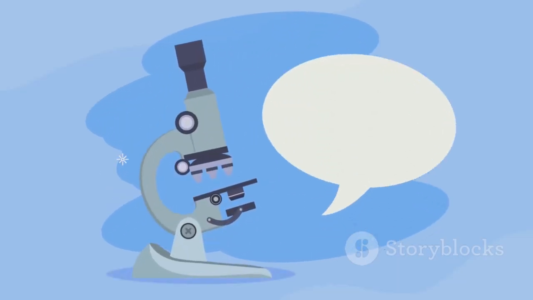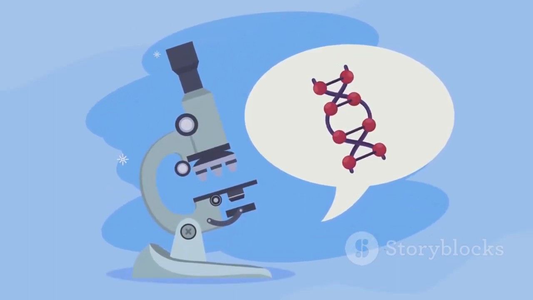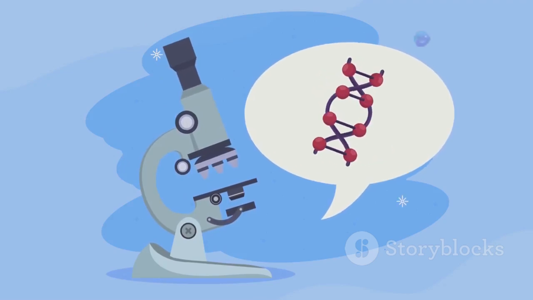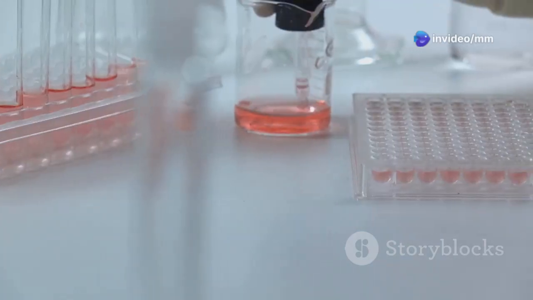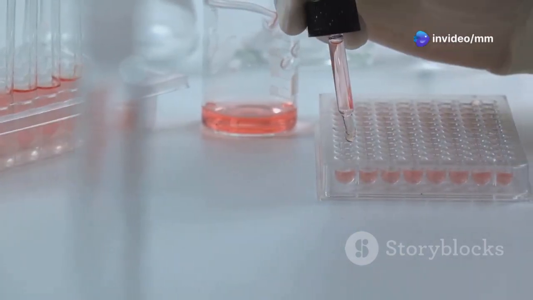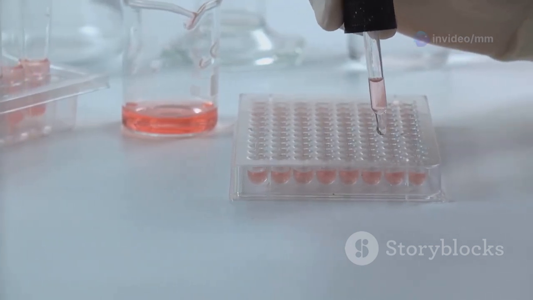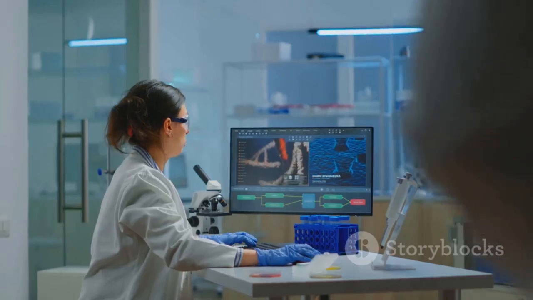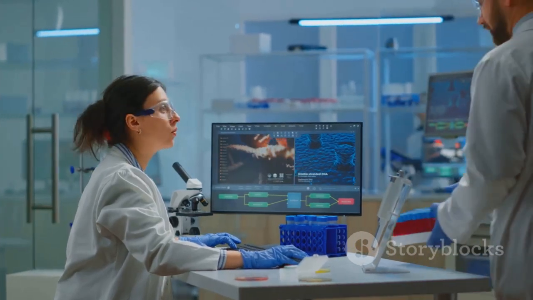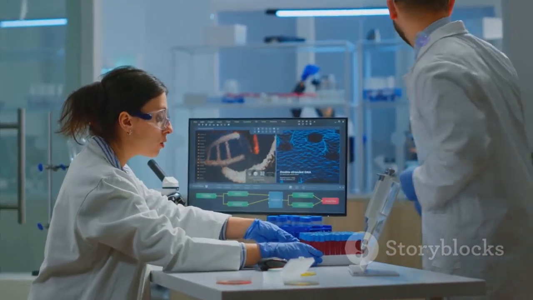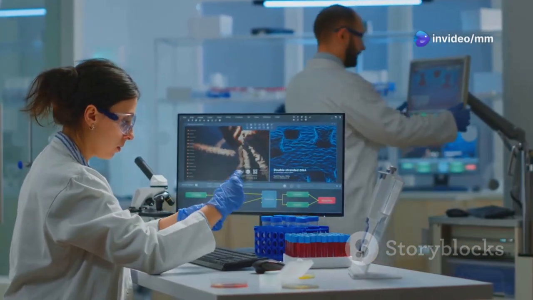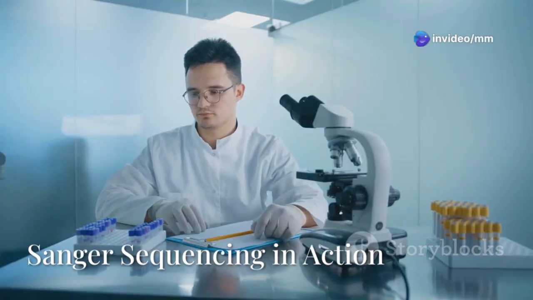Instead of using radioactive labels, automated sequencers use fluorescent labels, one for each base. The fragments are separated by size in a long, thin capillary tube, and a detector reads the fluorescent signal as the fragments pass by. This information is then fed into a computer, which generates a colorful electropherogram, a visual representation of the DNA sequence.